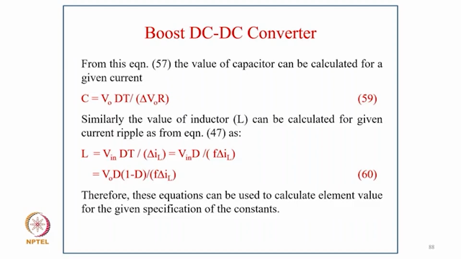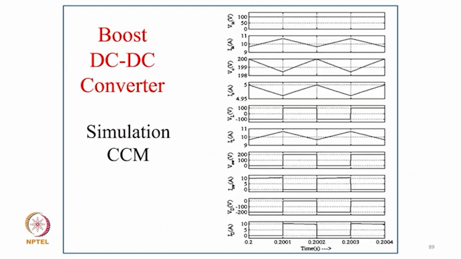So here also, if you increase the frequency, you can clearly see that the capacitor value also reduces, as well as the inductor, because the capacitor relation is delta T, so you can say T becomes 1 upon F. So in both cases, inductor and capacitor are inversely proportional to switching frequency. As you increase the switching frequency, the element value decreases for this L and C.